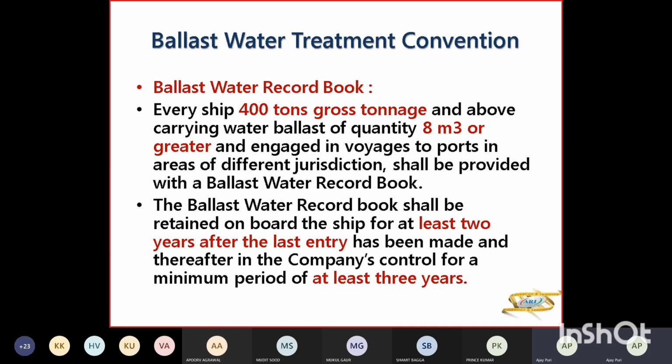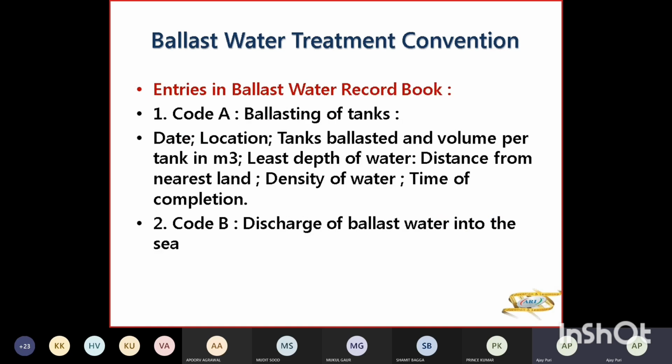The ballast water record book should be retained on board for at least 2 years after the last entry. And then after that, it should be in the company for at least 3 years. So 2 years on board after the last entry plus 3 years in the company after keeping on board. Now, what are the entries in the ballast water record book?